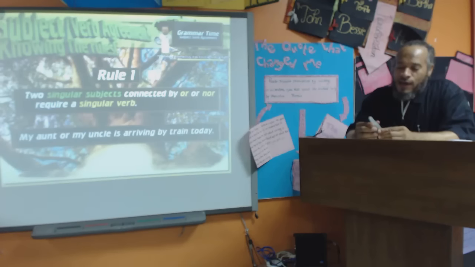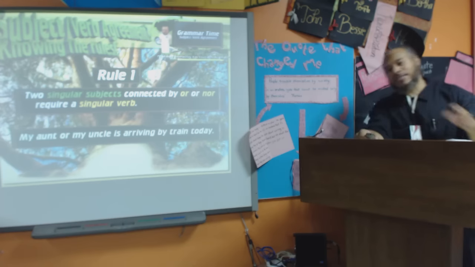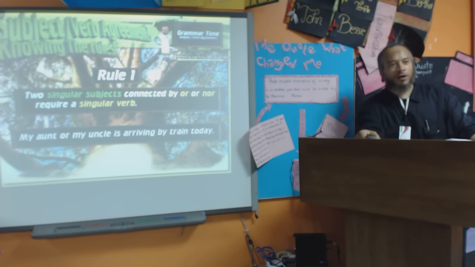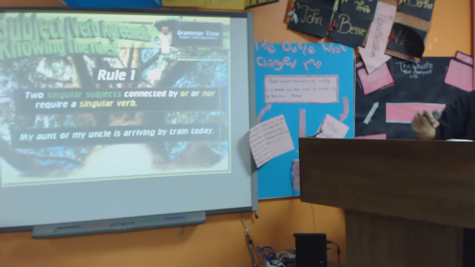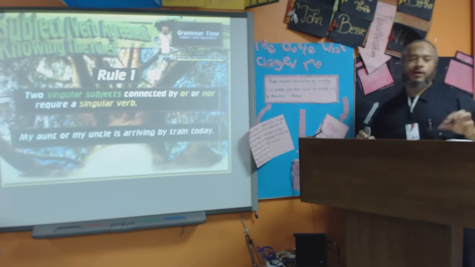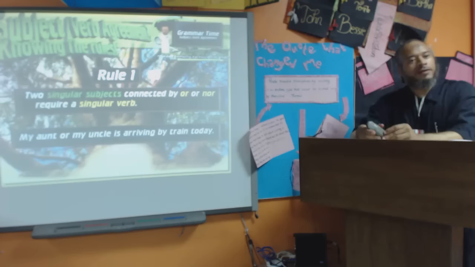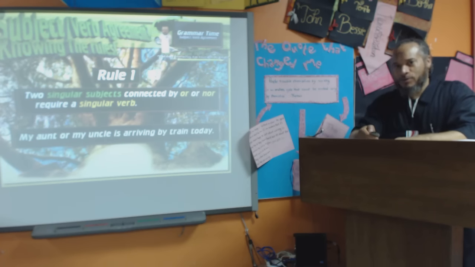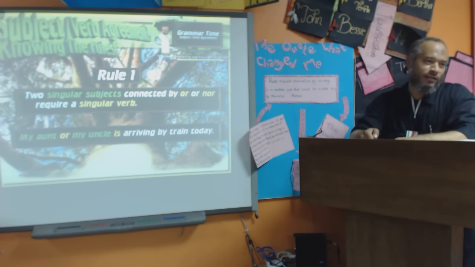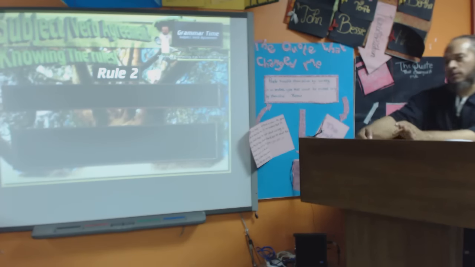This is a rule. Example: my aunt or my uncle is. Why is and not are? Because of or. Or tells us that we're talking about a singular subject. Even though we see two subjects here, they're connected by or, so they're singular. Yes, we got it. All right. Rocket science, not yet, no? We're still within our capabilities to understand. All right, so let's just go ahead to rule two. I don't think that was a big deal.